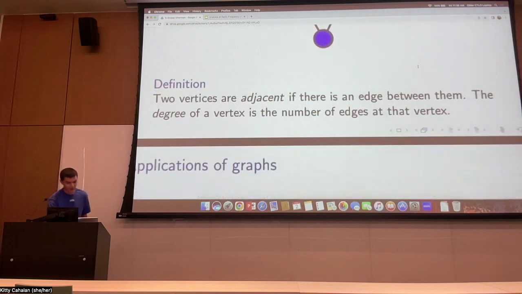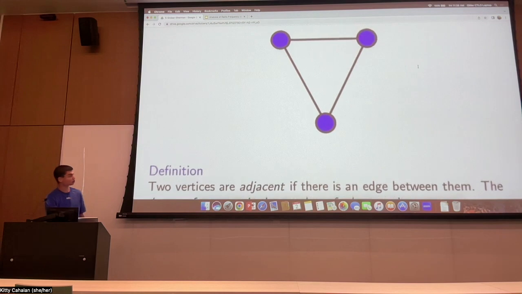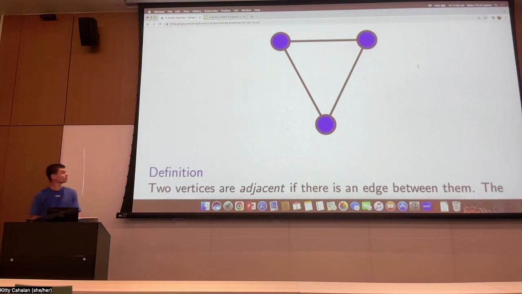And then the degree of a vertex is the number of edges at that vertex. So each blue circle has a degree of 2 because there are 2 lines coming out of each circle.